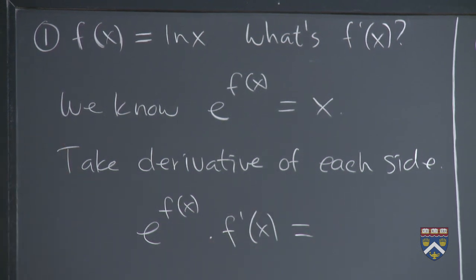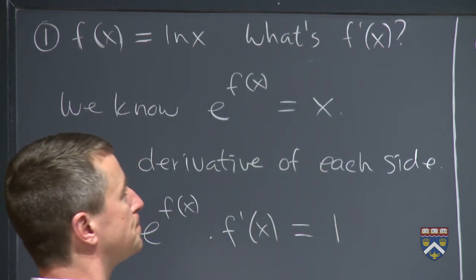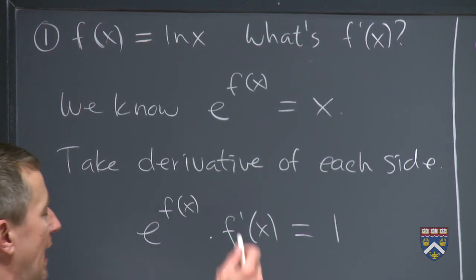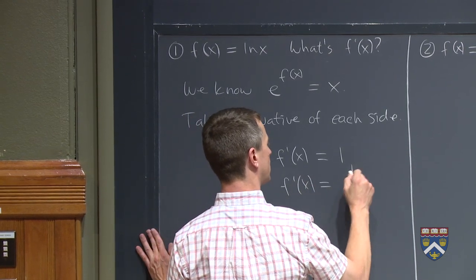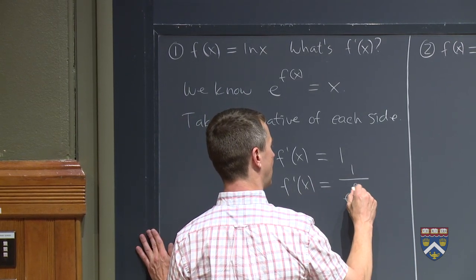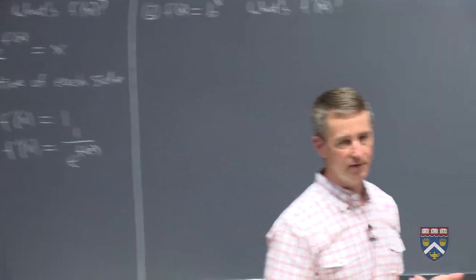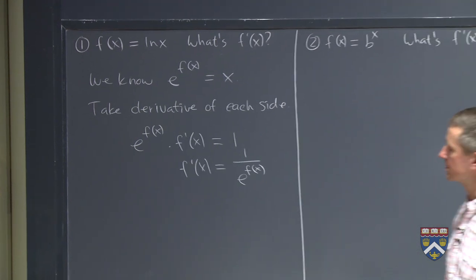But as always, if you take the derivative of one side of an equality, you've got to take the derivative of the other side as well. So the derivative of x is just 1. Now what are we trying to solve for? We're trying to solve for f prime of x here, right? So I need to divide this to the other side. So f prime of x is 1 over e to the f of x. Remember, f of x here is natural log of x. So this is our formula for the derivative of natural log of x.